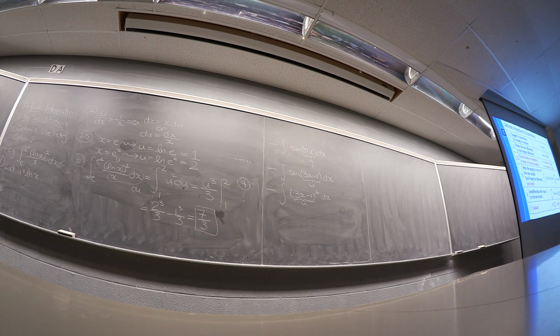8 minus 1, 7 over 3. So again, the things that are different now are we have limits, and we better remember to translate those limits, and we just have to evaluate. We don't have to bring x back into the system at all.